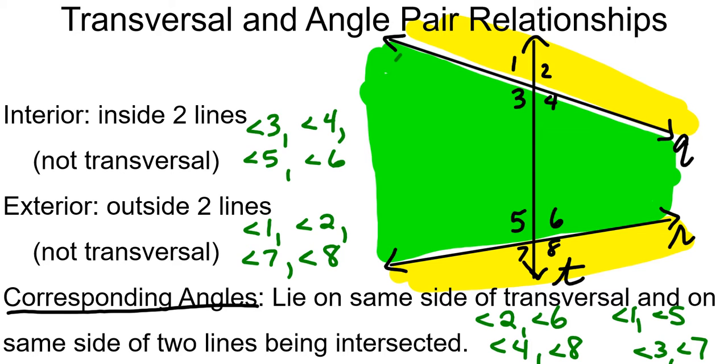Angle 4 and angle 8, they're both on the right side of the transversal, and the bottom side of the two lines, in the bottom right corner. Angle 1 and angle 5, they're both on the left side of the transversal, the top of the two lines, or they're in the top left corner. And then angle 3 and angle 7, they're both on the left side of the transversal and the bottom side of the two lines, or the bottom left corner. So you're basically matching up one of your four corners.